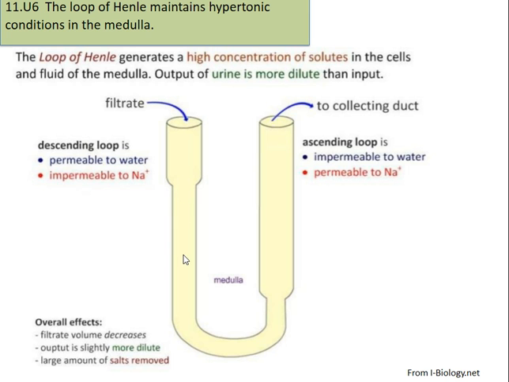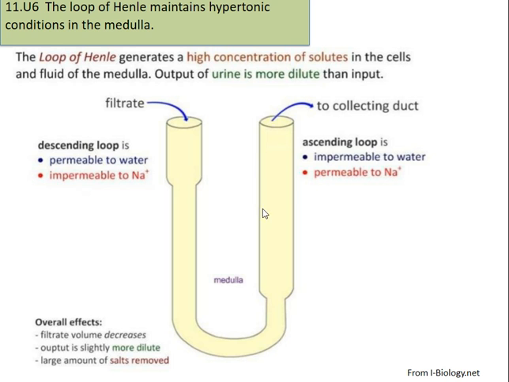Okay, so sodium, any sodium that's coming into it has to stay where it is. This is the direction the filtrate is coming from. So water can move out across the membrane, but sodium ions cannot. On the opposite side, you have the ascending limb, which is the opposite to the descending, so it's impermeable to water but permeable to sodium.